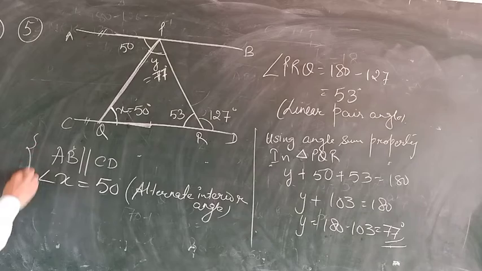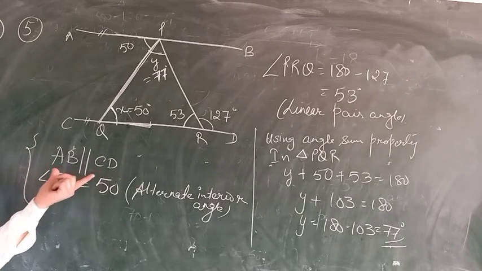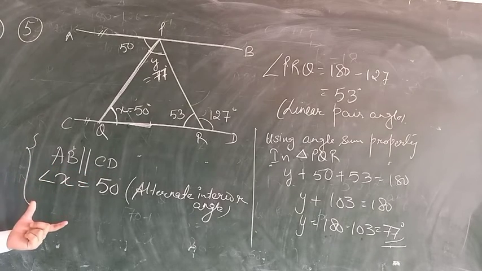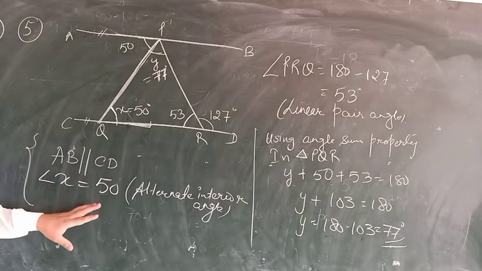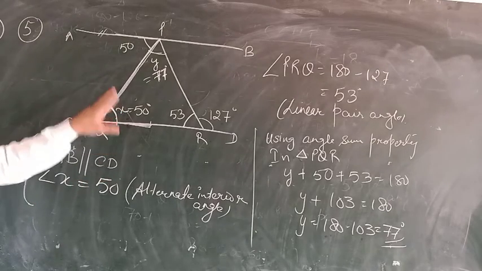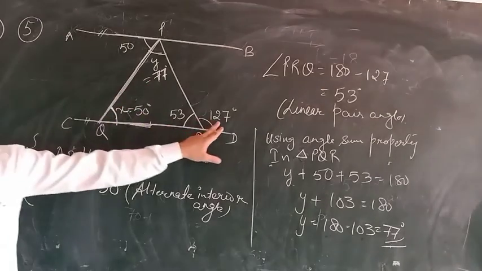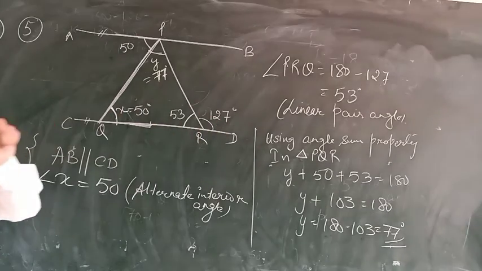The best practice is to first write down the given things in the question and what you need to calculate. Like AB is parallel to CD, this is given in the question. This angle is given as 50 and this angle is given as 127. Okay. There is one more property.